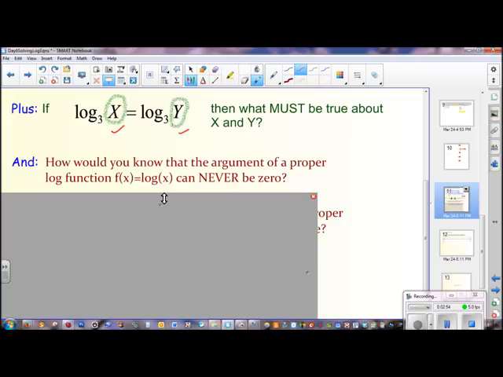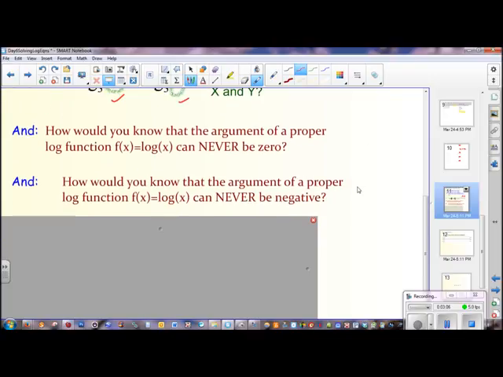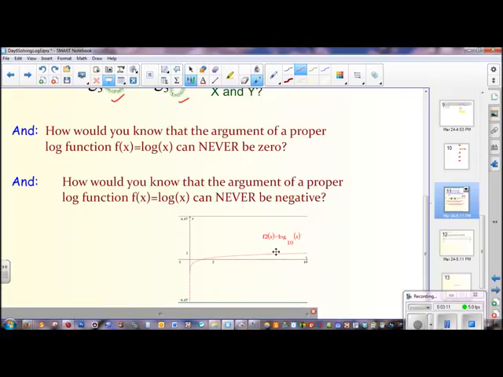How would you know that the argument of a log function can never be 0? And a question that goes right along with that, how would you know that the argument of a log function can never be negative? Well, one of the first ways that you can know that is by taking a look at your basic log function. I've graphed for you a log base 10 of x, and if you look at this function, you know that it does not exist in quadrant 3, it doesn't exist in quadrant 4. For that reason, we know that we won't ever be putting in any negative x values into that argument. Its function doesn't exist there.